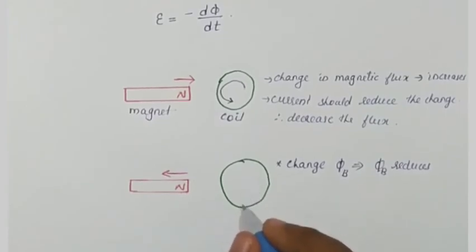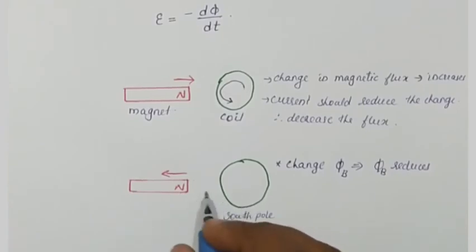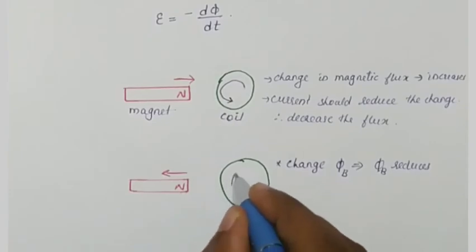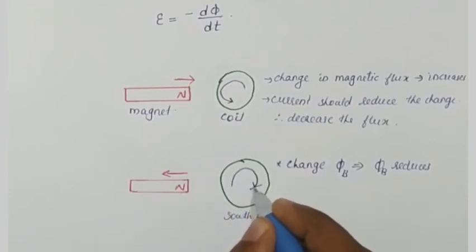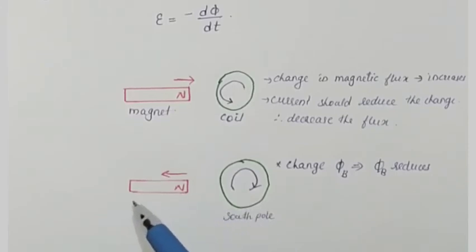this face of the coil should act as a south pole so that it attracts the north pole of the magnet and thus increase the magnetic flux. So for that the current should flow in clockwise direction. Thus the direction of current in the coil becomes clockwise so that it attracts the north pole of the magnet, which is taken away from the coil, and thus opposes the change happening to the flux associated with this coil.